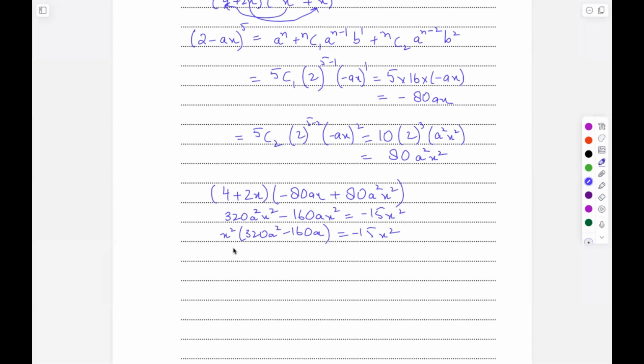So this expression will become 320a squared minus 160a plus 15 equals 0. Factorizing this, we'll get 8a minus 3 and 8a minus 1. So the values of a will be a equals 1 upon 8 and a equals 3 upon 8.